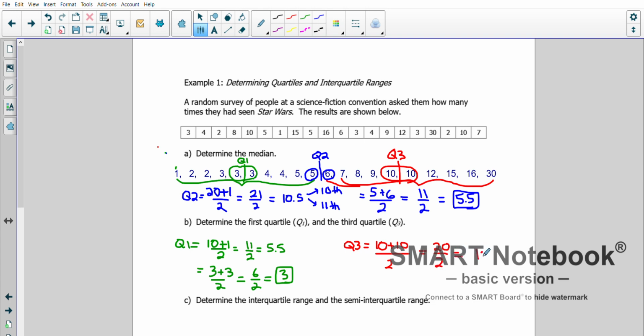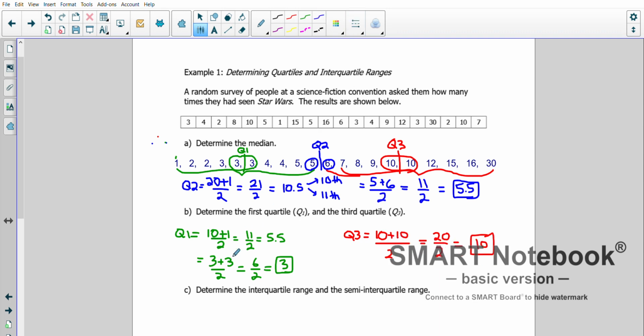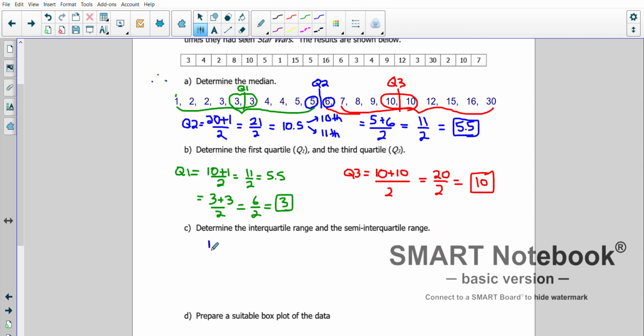Alright, so we have most of the information we need to continue. It's now asking me for the interquartile range. So as we discussed previously, this is the range of the middle half of the data. So it's Q3 minus Q1.